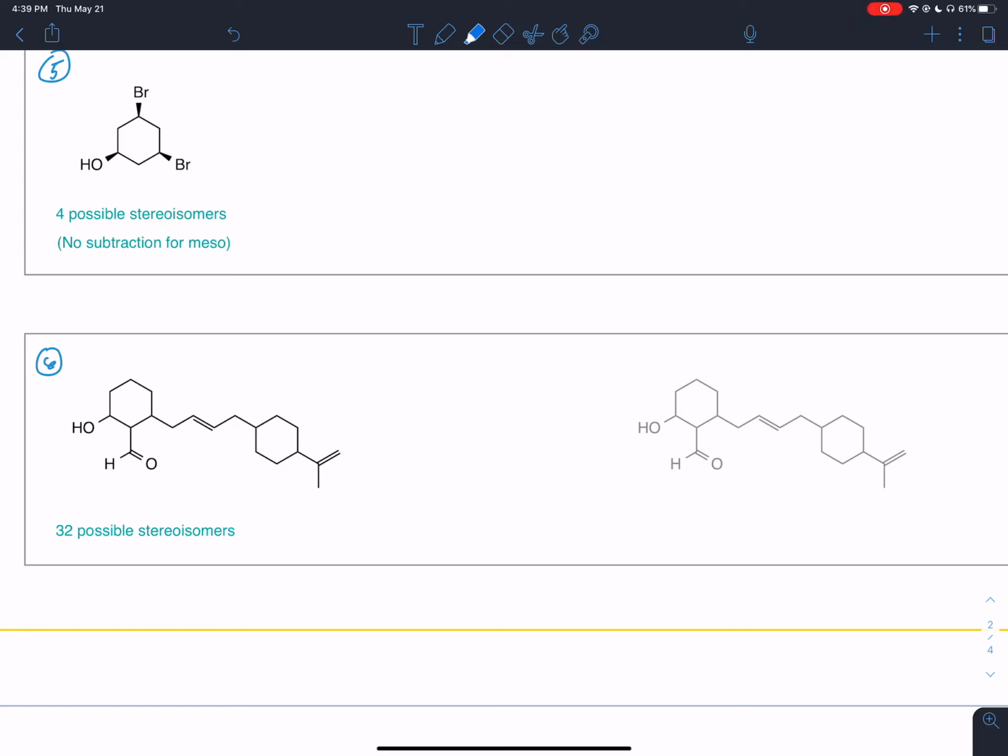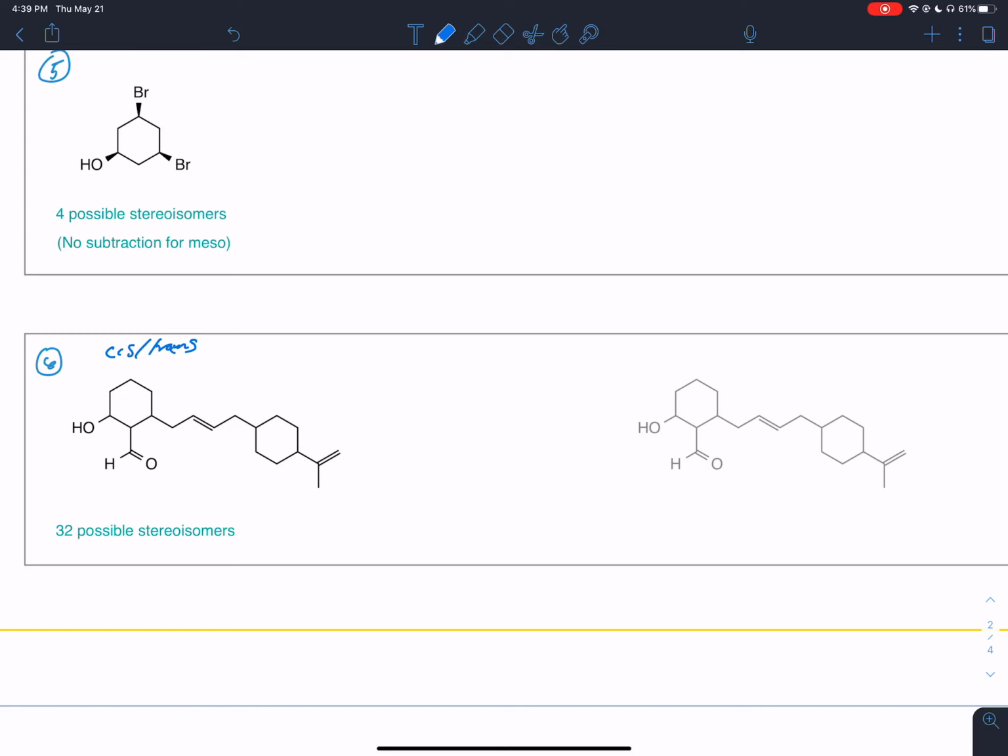Hi everyone, in this tutorial we are going to look at another funky case of needing to adjust our 2 to the n plus EZ rule. And in this example we'll specifically think about how cis-trans isomerism of a ring structure will play a role in determining the number of theoretical isomers.